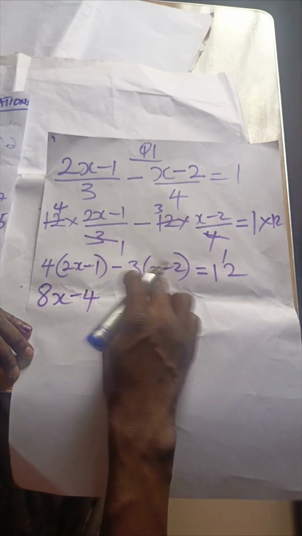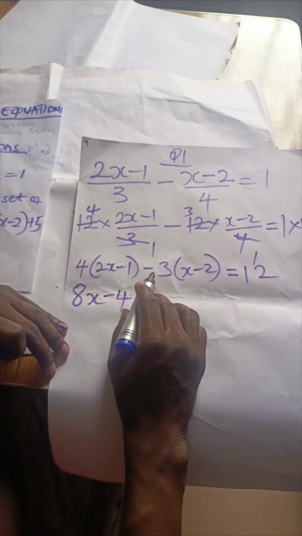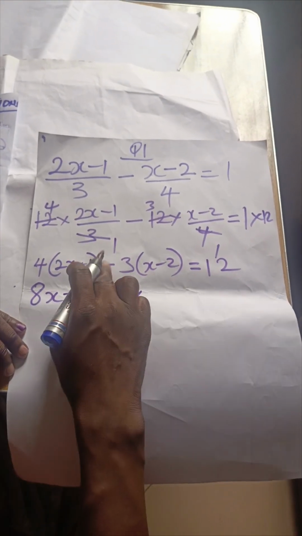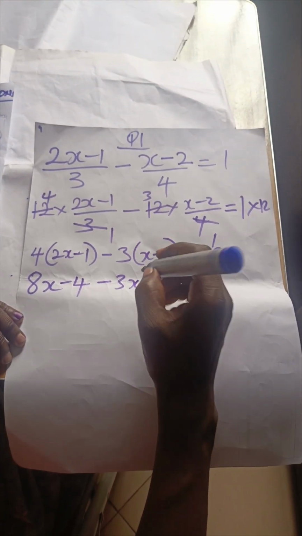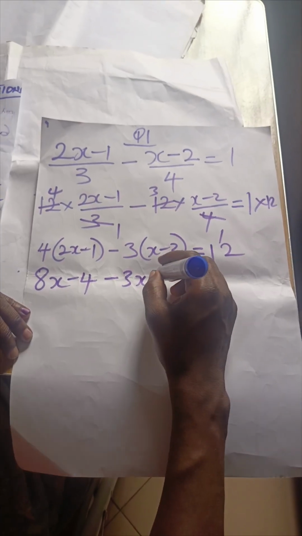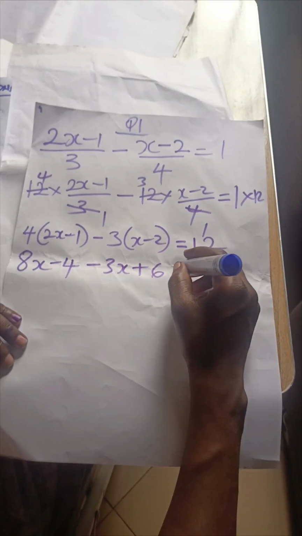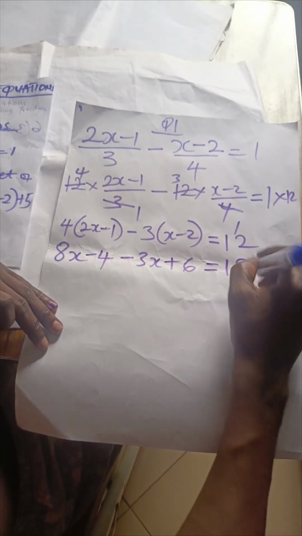Now let's go to this side. Negative 3 times x will give us negative 3x. Then negative times negative, we already know it is positive. So positive. 3 times 2 is 6. Then you bring your equal sign, equal to 12.